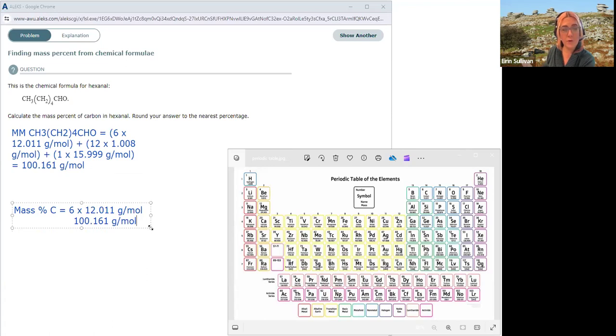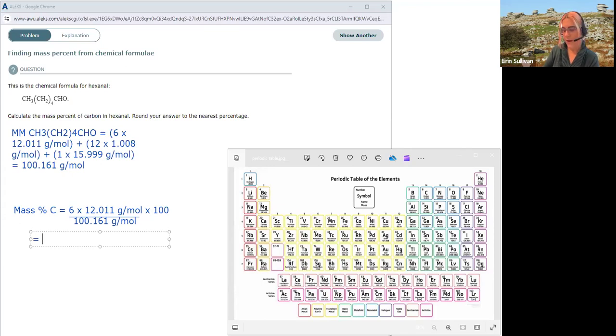And then we're going to want to multiply that by 100 to turn it into a percentage, because this will come out as a decimal and you're going to want it to be a percentage. Grams per mole will cancel out. So what do we end up with then? 6 times 12.011 divided by, I should probably press equals first because I didn't use parentheses, naughty me, divided by 100.161.